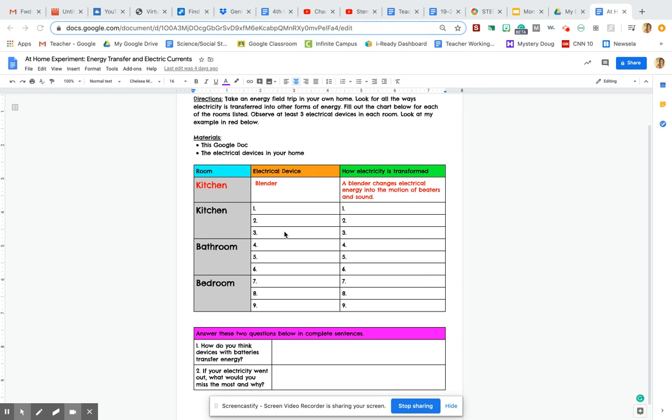And you don't even have to turn these electrical devices on to understand this. Just think about what happens when you turn them on. Think about how electricity is transformed. So that's what you're going to do in this chart. That's going to be your little scavenger hunt.